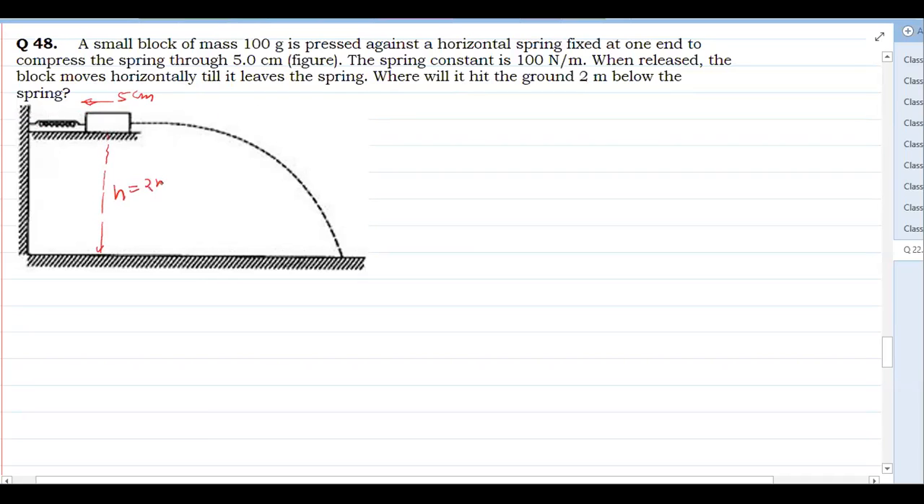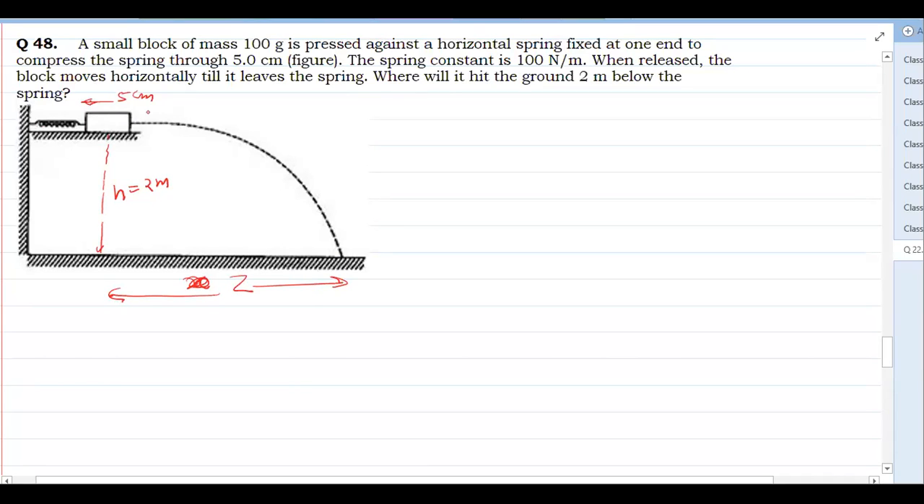2 meters. Okay, so the question is, an object is there. That object is compressed by 5 centimeter, pressed against a spring fixed at one end, and then the object is reaching the ground. So we have to find this length. Suppose we call this length as Z. Okay, this Z we need to find. So how do we find it?